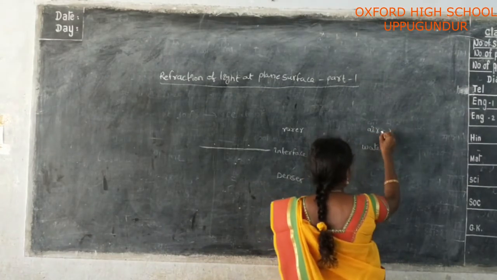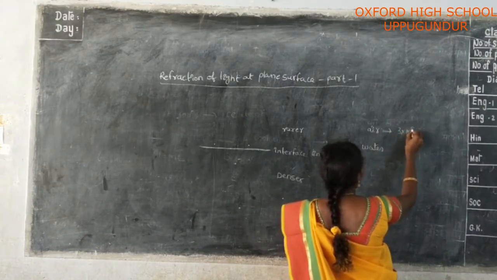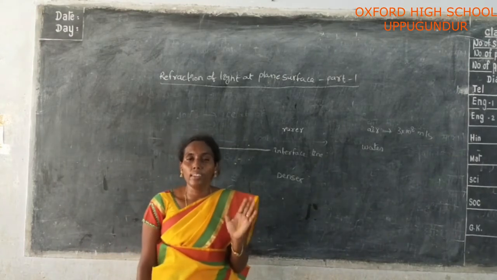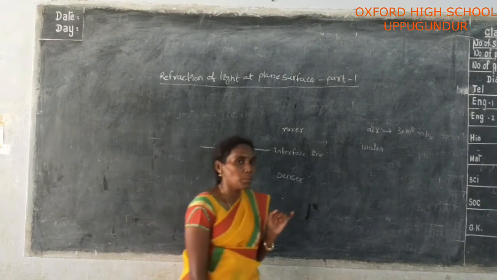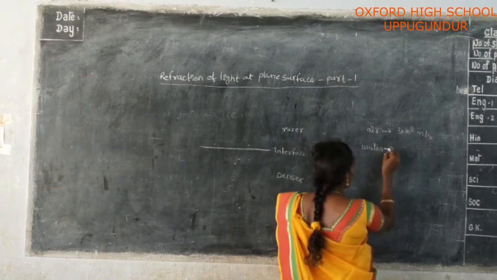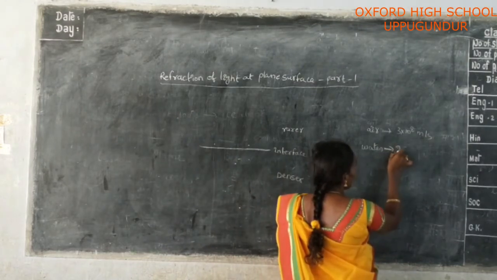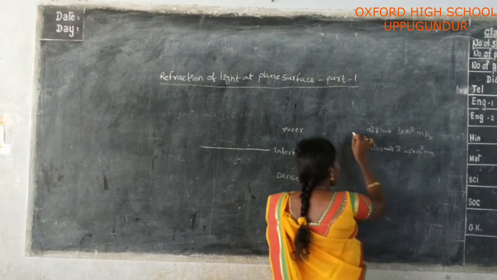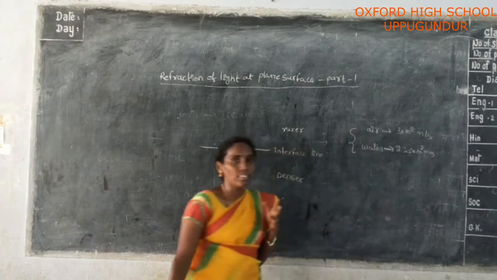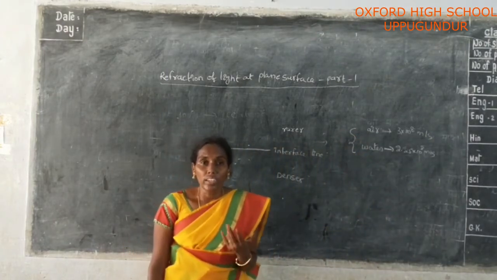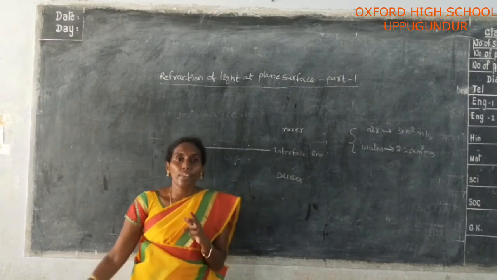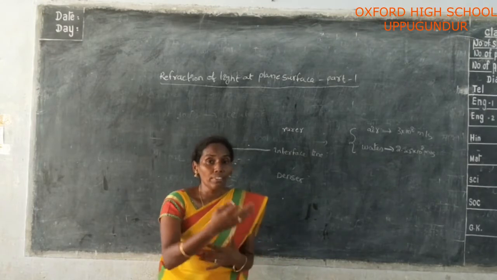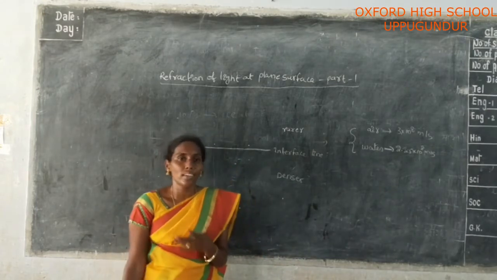The speed of light in air is equal to 3 into 10 to the power of 8 meters per second. Look at the board. The same time, the speed of light in water is 2.25 into 10 to the power of 8 meters per second. By comparing these two media, which one is rarer and which one is denser? Already I said, the medium in which the speed of light is very high should be called rarer, and the medium in which the speed of light is very low should be called denser.